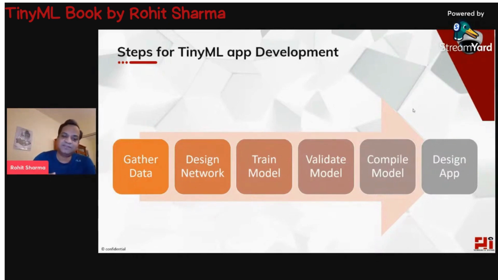So gathering data is the first step. Then you design the network, network meaning neural network. And then you train the model. So the model is trained, and the model says my accuracy is 90%, 95%, 98%. And the more complex the data that comes from the sensor, the more it requires high-end, high-compute models that need to be trained with high accuracy, depending on the criticality of the application.